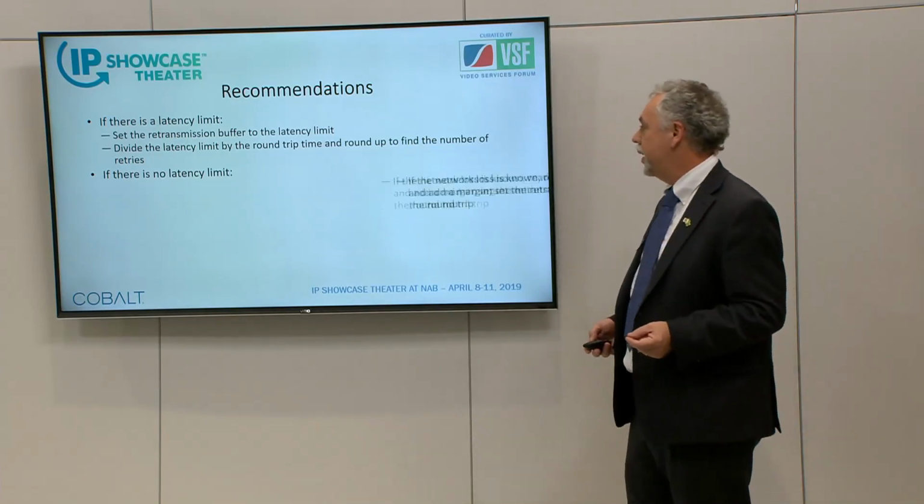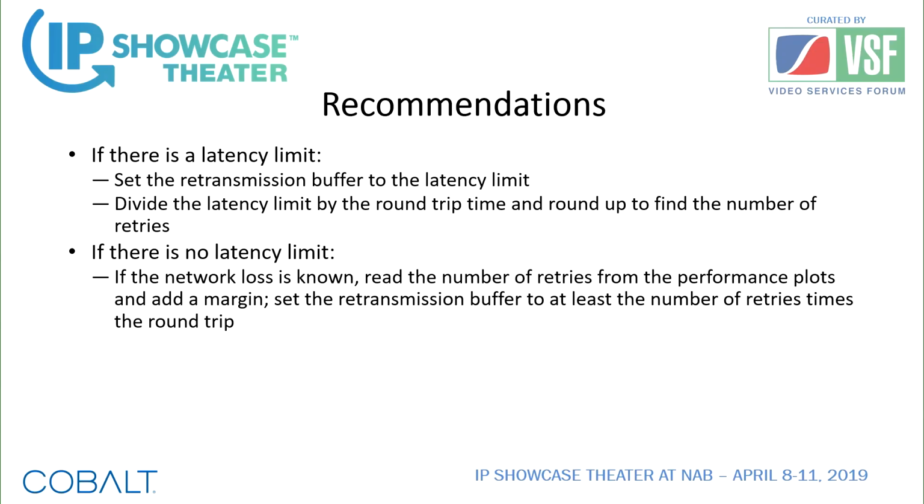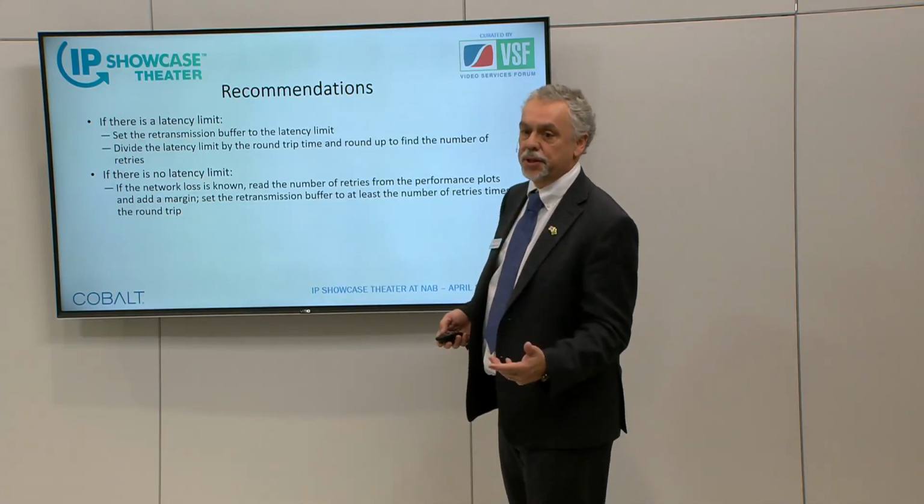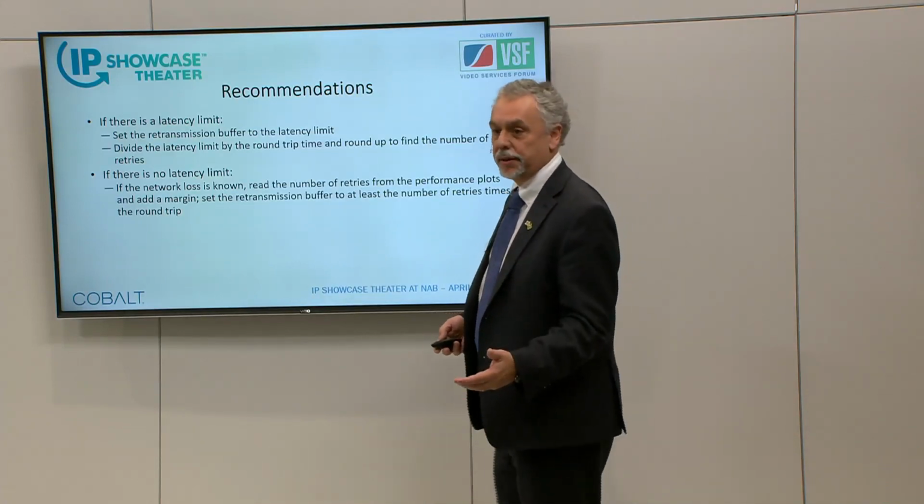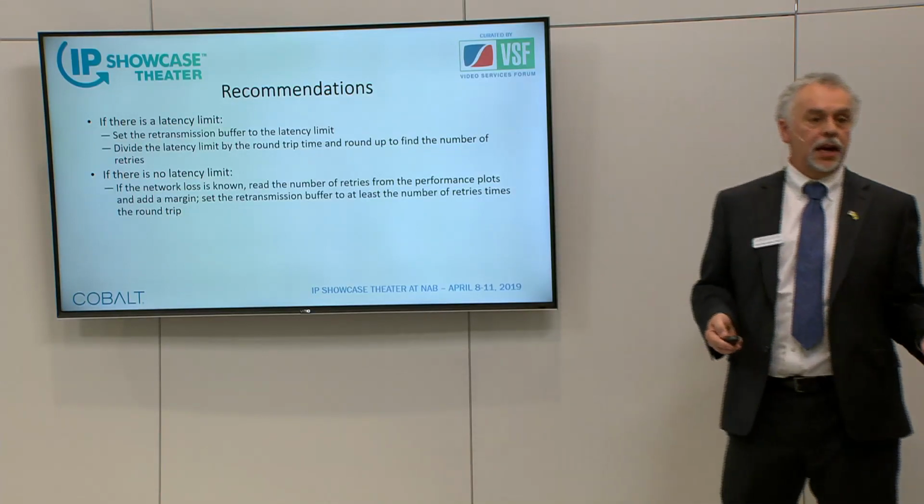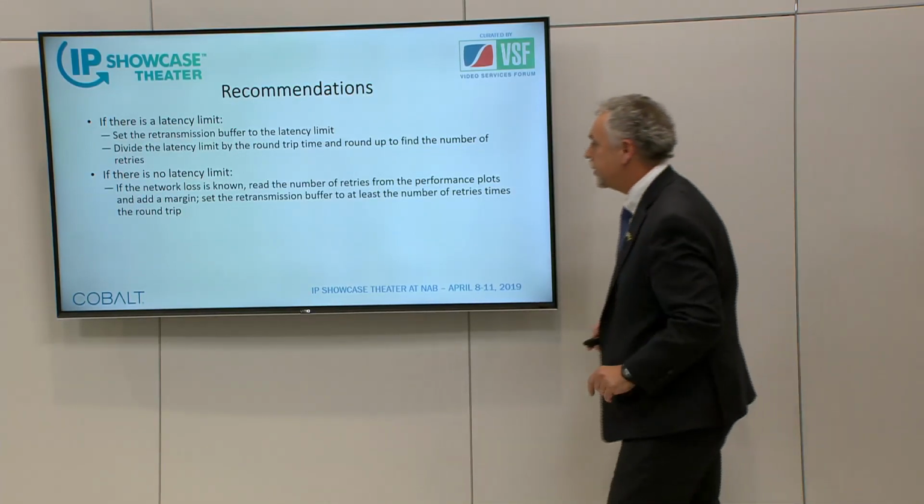If there's no latency limit, but you know the network loss, you can look at those plots to give you an idea how many retries you can use. And then you set your retransmission buffer to that number. You basically see how many retries you're going to do, multiply that by your round trip time, and that's what it is.